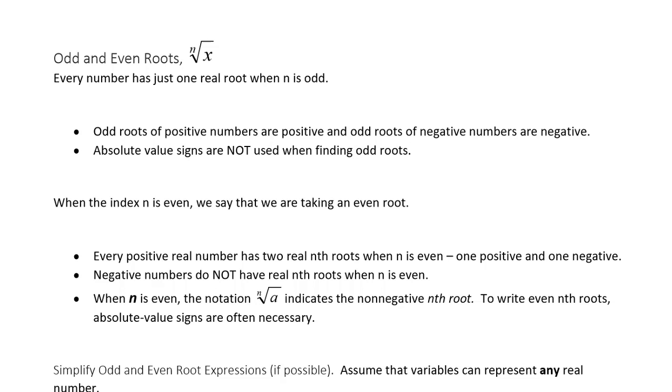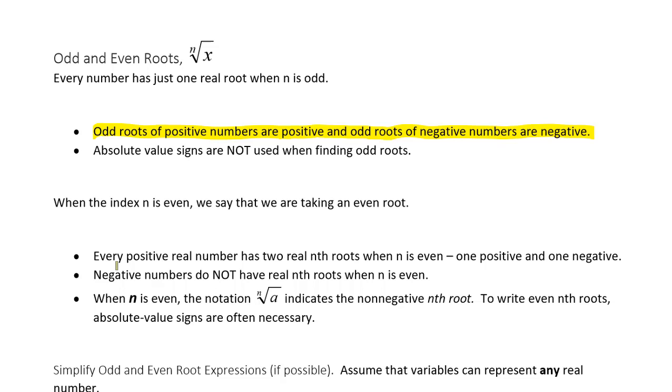Now let's look at odd and even roots. Every number has just one real root when n is odd. What we talked about previously with cube roots falls under that description. Odd roots of positive numbers are positive and odd roots of negative numbers are negative. This is very important to remember. Absolute value signs are not used when finding odd roots.